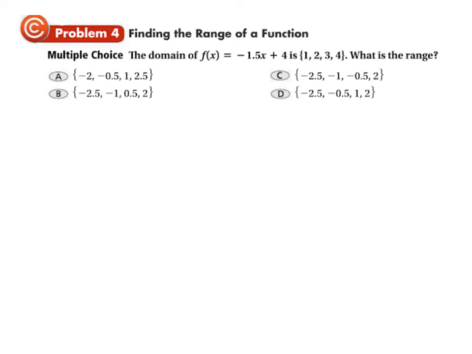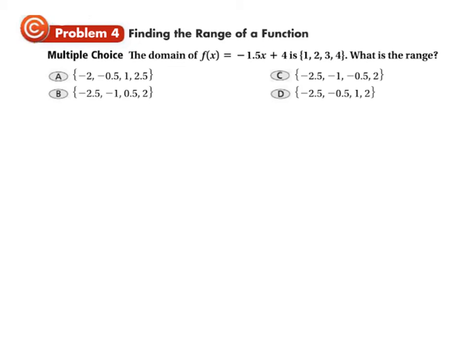Now, finding the range. They give you this function, f of x equals negative 1.5x plus 4, and they say the domain of that is these numbers. These are the 4 numbers that you are putting in, okay? So what is the range? What numbers would come out when you plug in 1, 2, 3, and 4?